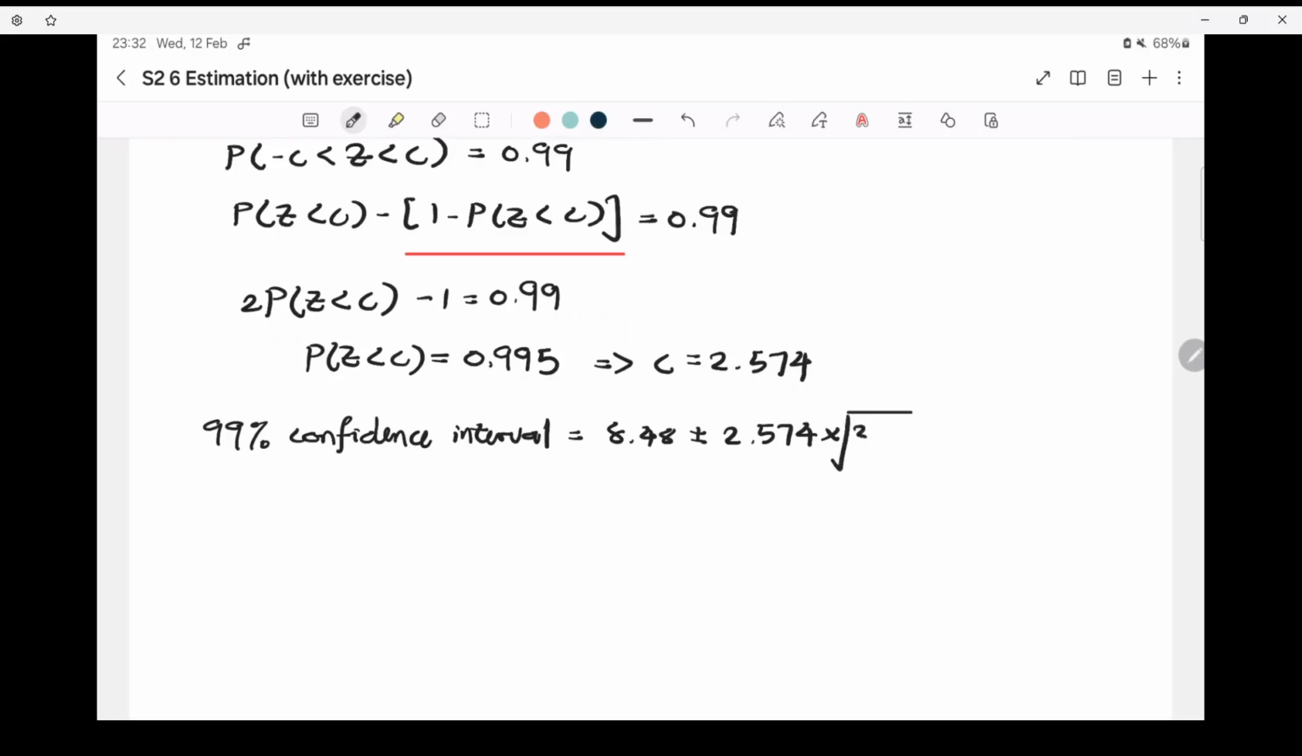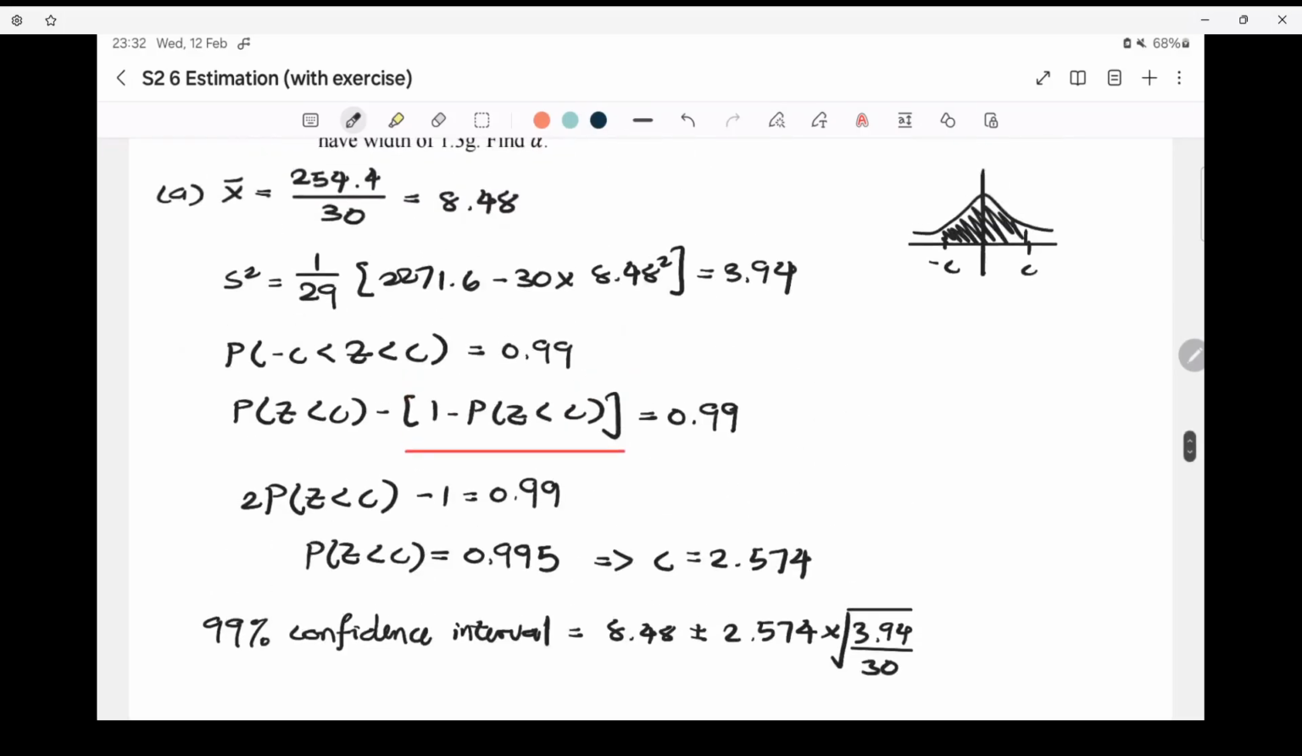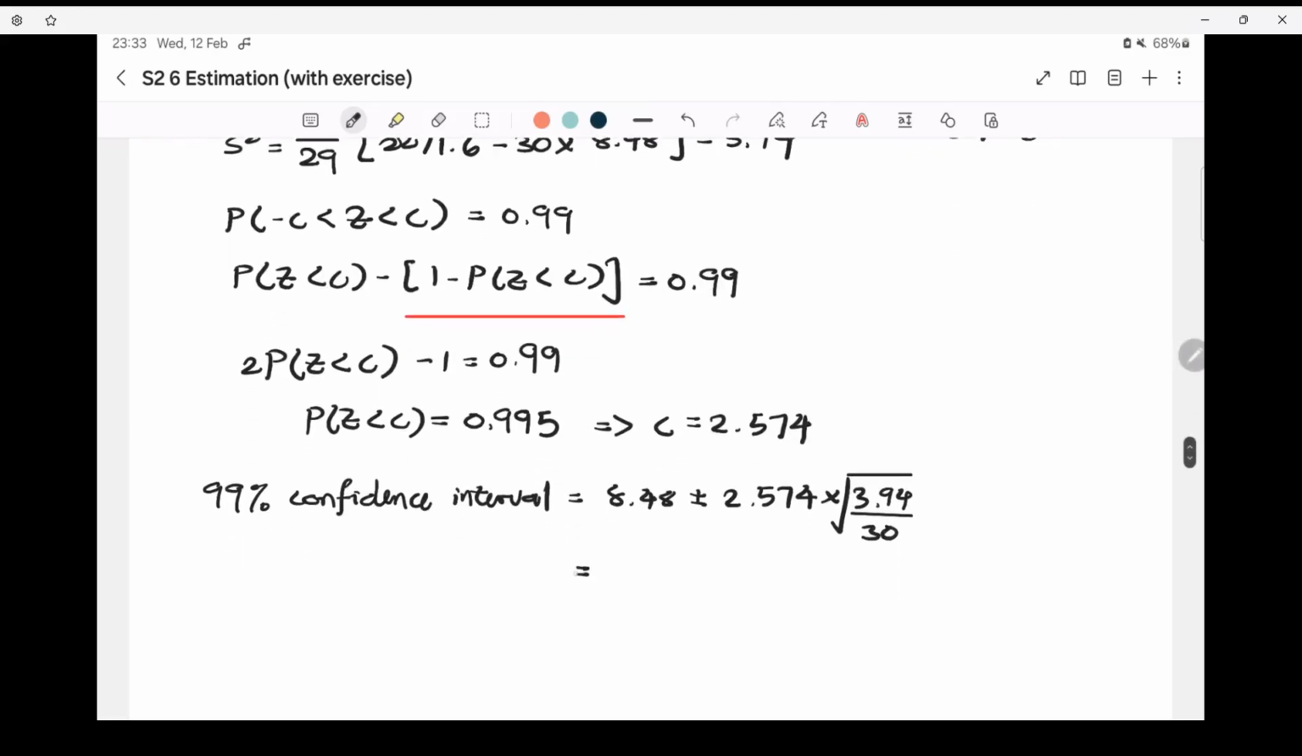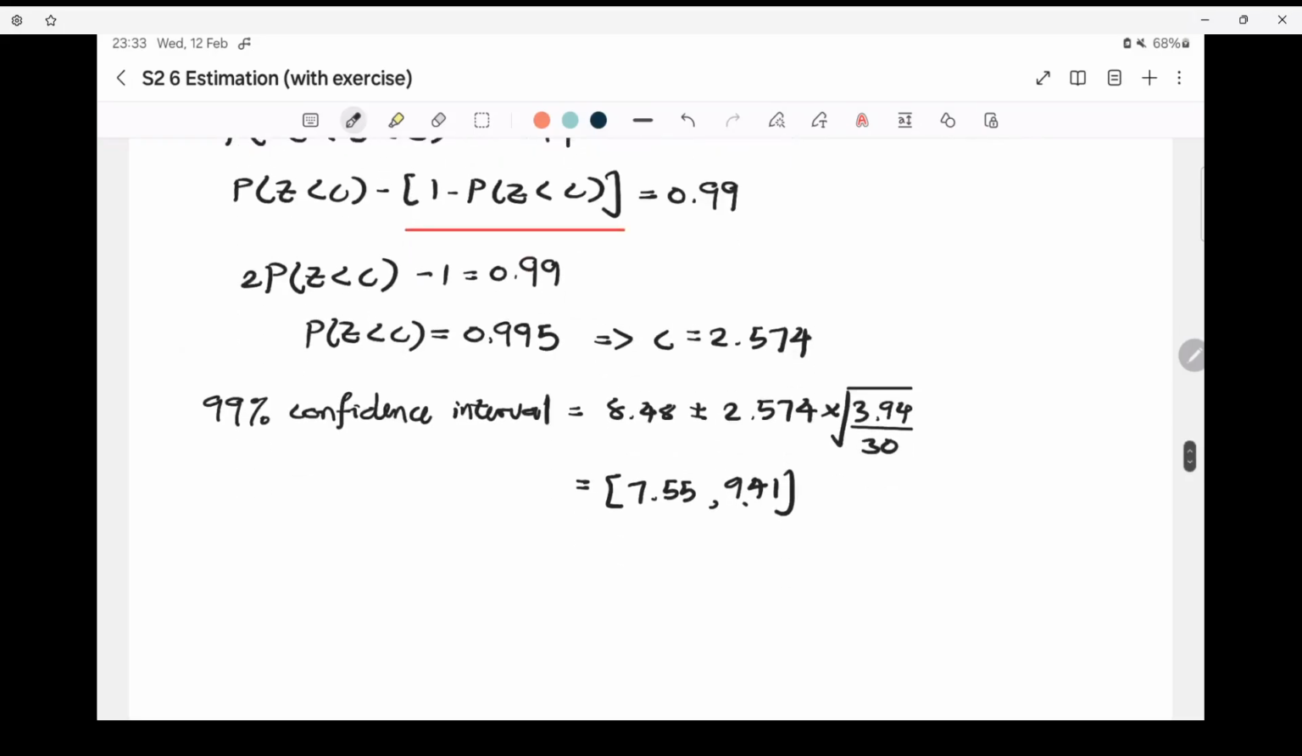So this will be 3.94 divided by 30. Let me double check. Yes, that will be correct. So once you have calculated that, you will find that the final answer is 7.55, 9.41. That will be your 99% confidence interval.